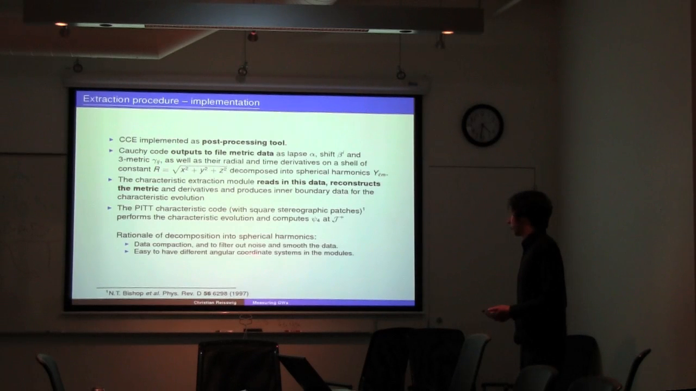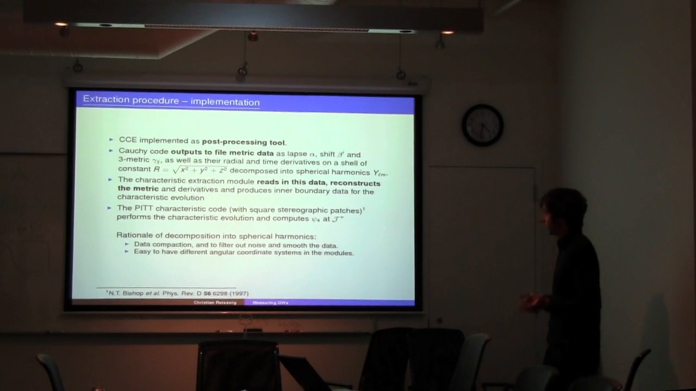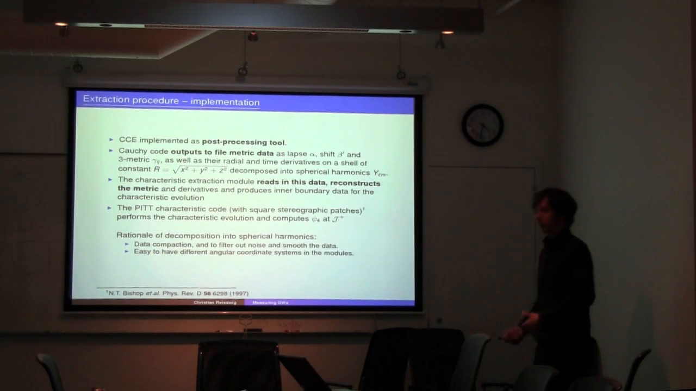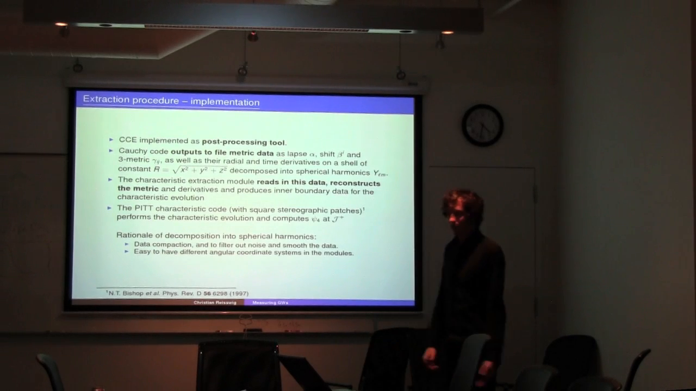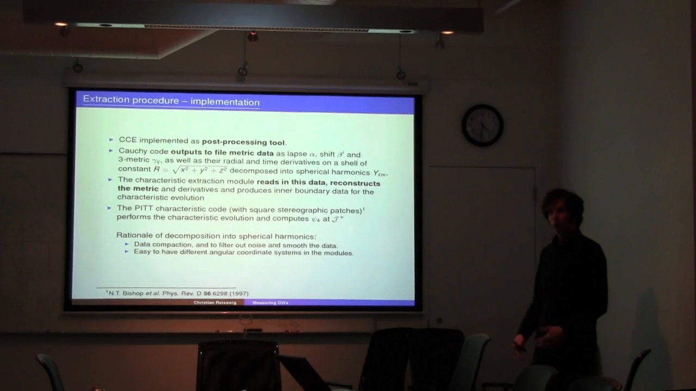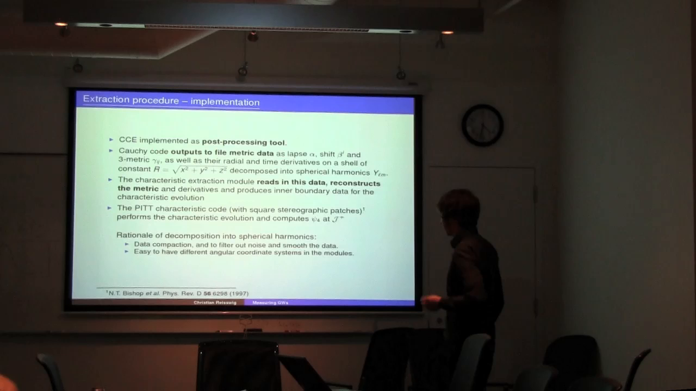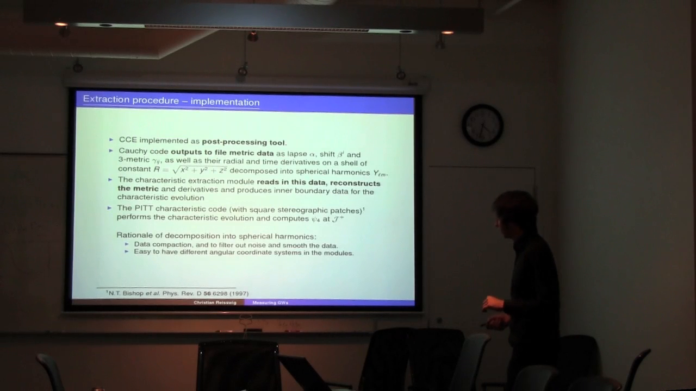And that has two advantages. One is data compaction, of course. We don't have 2D data, but just the harmonic modes. Then we can cut off at some point. I mean, we have to cut it off in any case, but we can select some l,m mode at which we cut off the expansion, and that means that you can filter out high frequency noise.